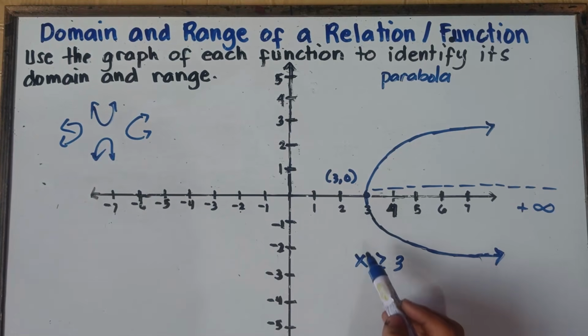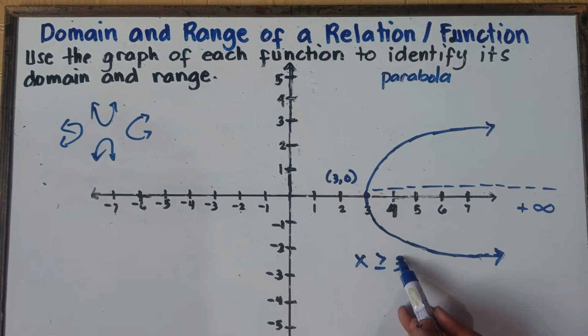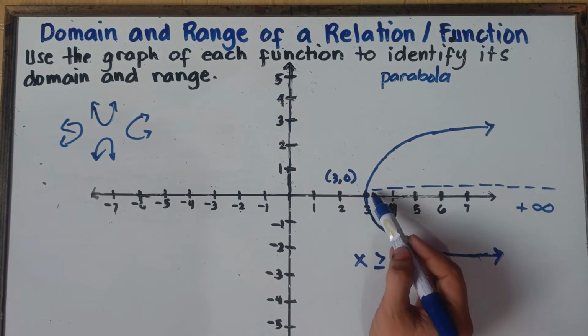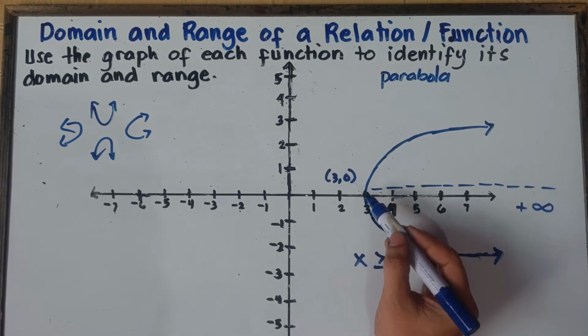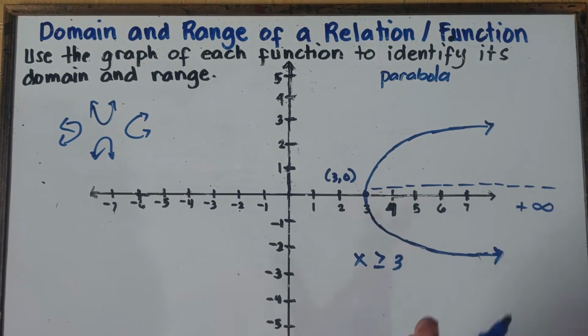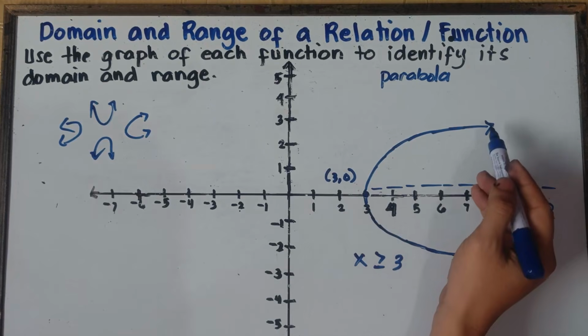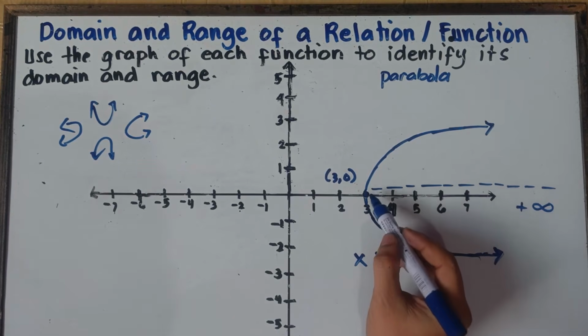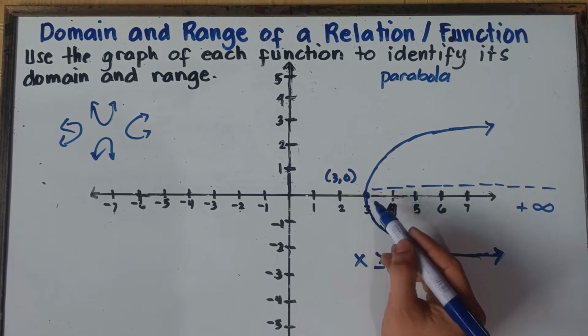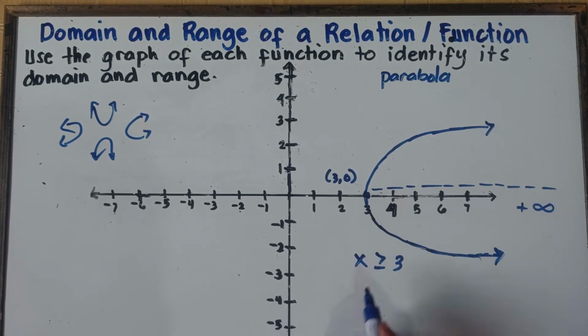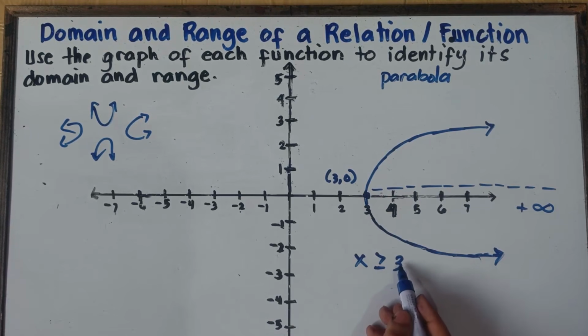Because for your domain, class, your x values, it could be positive 3 because positive 3 is included, right? We have a closed circle. Once again, we assume, class, this will be a closed circle because if you didn't see any open or closed circle, and you have this kind of graph, automatically this will be a closed circle. Now, 3 is included, class, because you have a closed circle. And then x should be greater than or equal to positive 3.